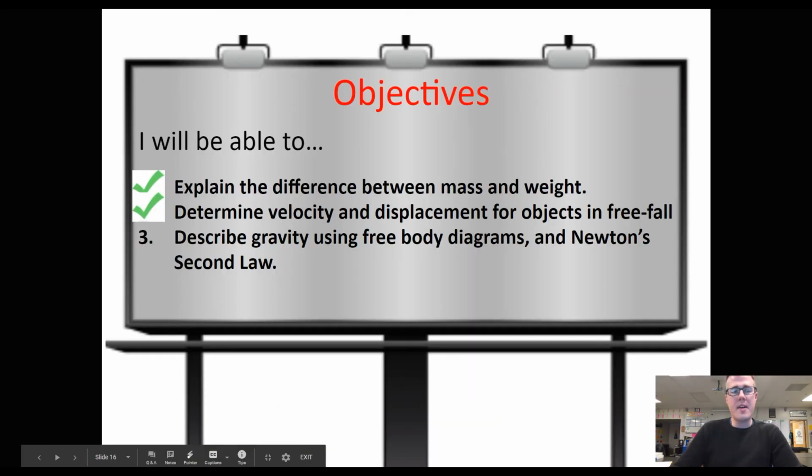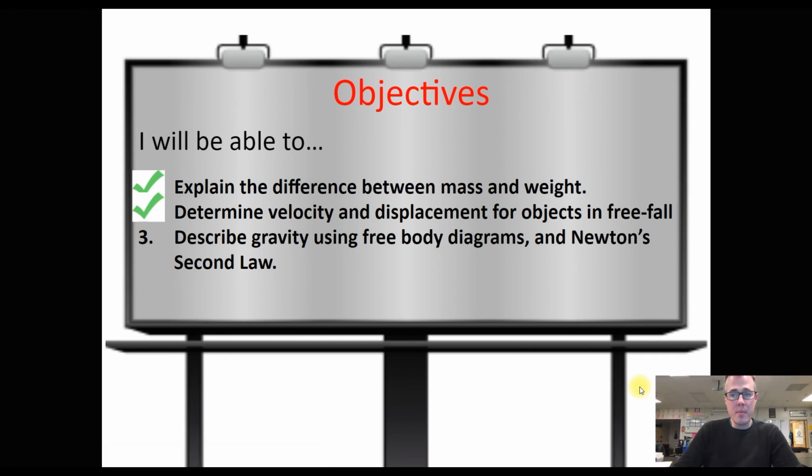Here's where we're at. We have now completed the second objective. Hopefully now you're able to determine the velocity and displacement for objects in a free fall using the equation that we've already been using for a change in velocity over change in time.